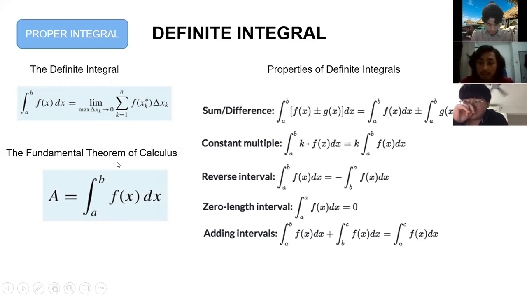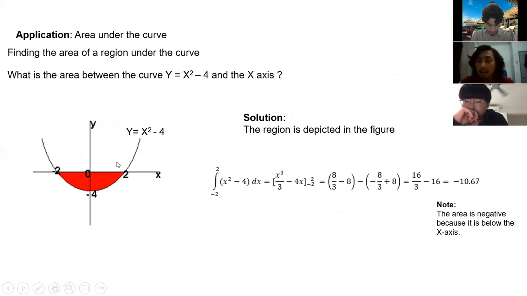All right. So next, the previous slide is about the theory and the foundation. So let's go to the application. The first one, application: area under the curve. The question is finding the area of a region under the curve. What is the area between the curve y equals x squared minus 4 and the x-axis?